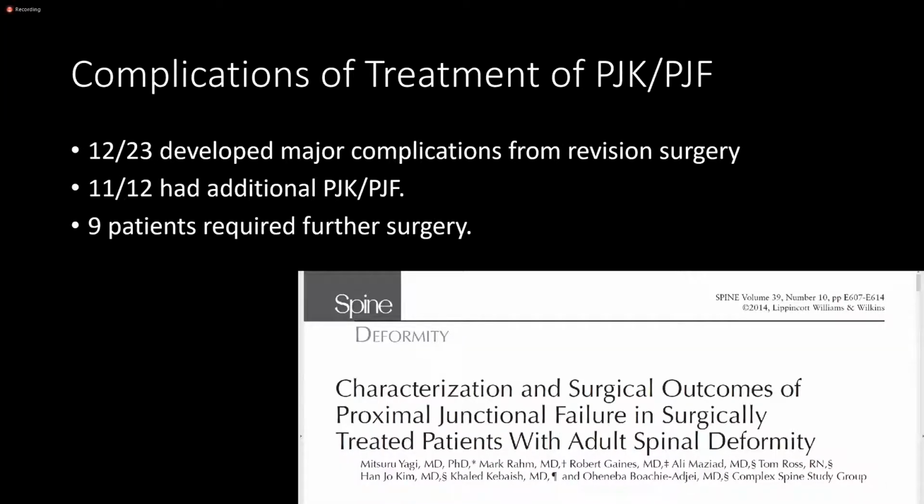Among all the 23 patients who had the surgery, 12 out of the 23 had major complications, and 11 out of the 12 had another PJK or PJF, and the 9 patients required further surgery. That's almost 40%.